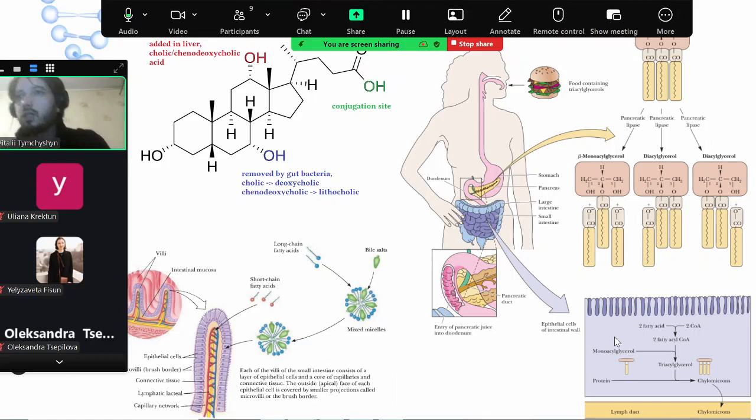And here you see the back process of synthesis. Here you see 2 fatty acids. They are coming with 2 CoA, so 2 molecules of coenzyme A. 2 fatty acyl CoA are formed.